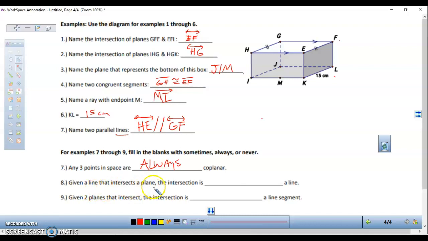Given a line that intersects a plane, the intersection is blank a line. This is sometimes. Remember, there's 2 choices. There's the line contained in the plane, or there's a line poking through the plane. Sometimes the intersection is a line. And last but not least, given 2 planes that intersect, their intersection is blank a line segment. That is never, because I told you guys, if 2 planes intersect, they always intersect to form a line.